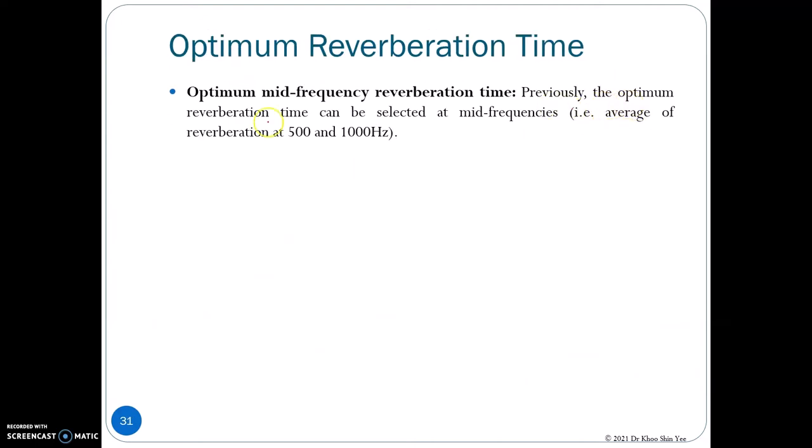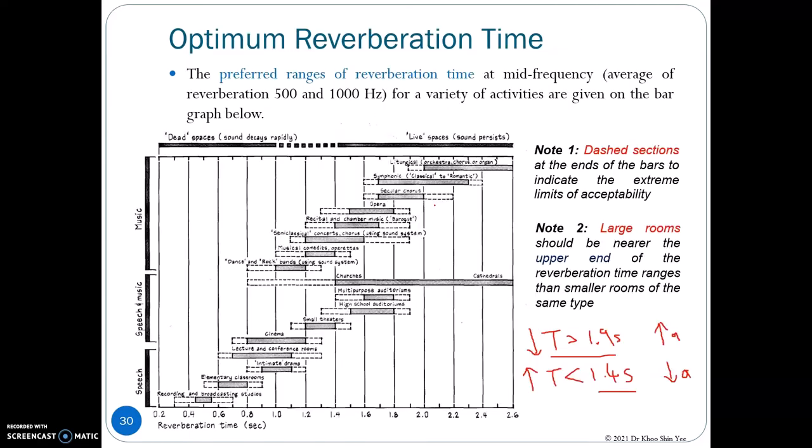Previously, the optimum reverberation times are given at the mid frequency, which is the average of reverberation at 500 and 1000 Hz. You need to be careful, the optimum reverberation time given in this figure is only valid for the mid frequency. For example, let's say the optimum reverberation time for the multi-purpose auditorium is equal to 1.7 seconds plus minus around 10%.